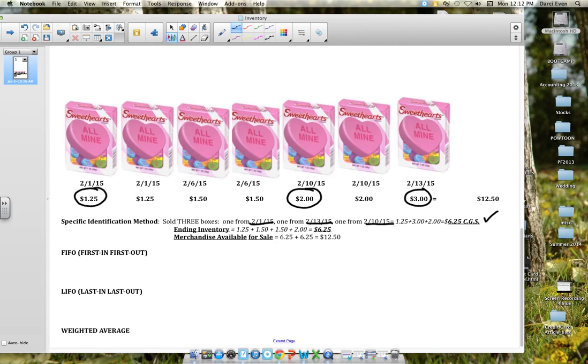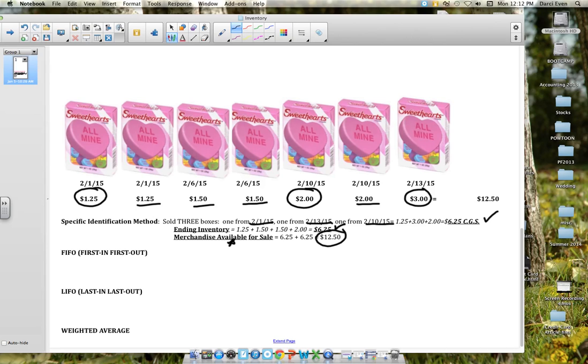Well, we have 4 boxes left. 1, 2, 3, 4. That's our ending inventory. If we add those together, our ending inventory also happens to be 6 1/4. We add our cost of goods sold and our ending inventory together, and it comes to $12.50, which is what we had available for sale. And that will always be true. Your cost of goods sold plus your ending inventory will always equal your merchandise available for sale.